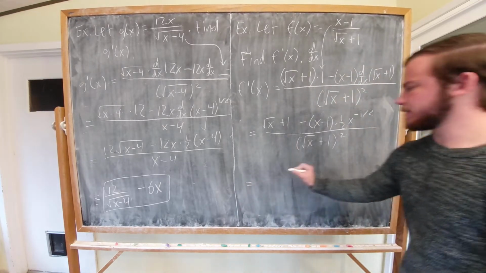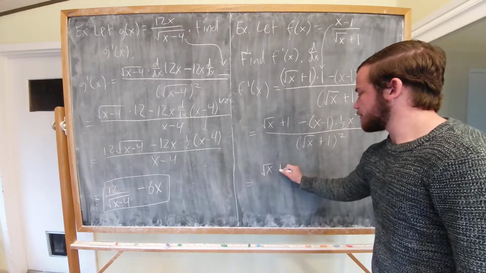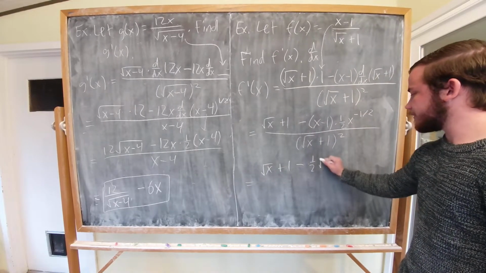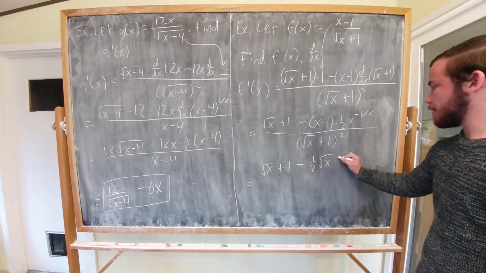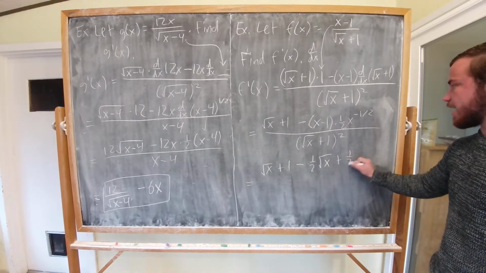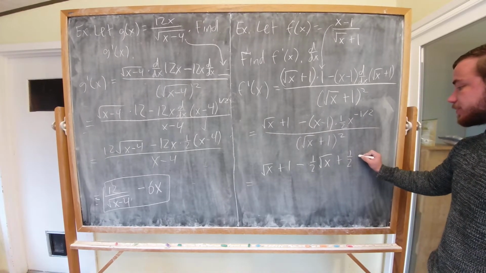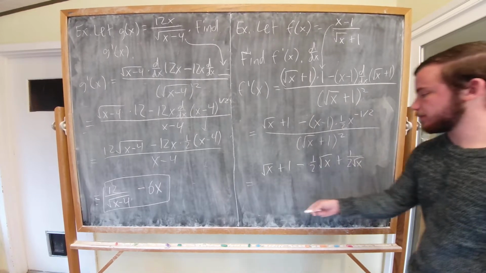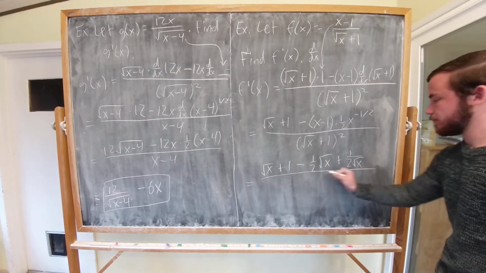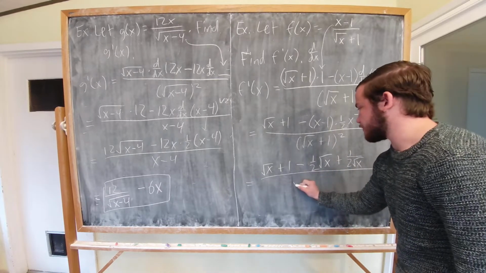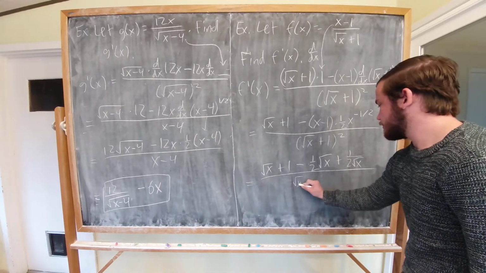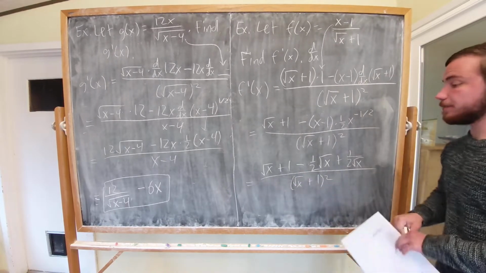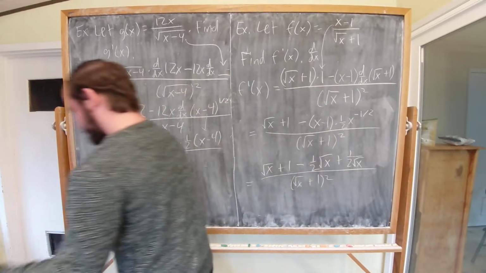Let's do some algebra. This gives us the square root of x plus 1 minus 1/2 square root of x plus 1/2 times 1 over the square root of x. All divided by the square root of x plus 1 squared. And now let's start simplifying.